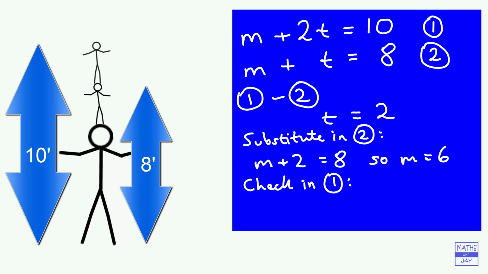So checking both values in the other equation, that's the first equation, we get that 6 plus 2 times 2, so that's our m plus 2t, and that is equal to 6 plus 4, so that's 10. Now, it doesn't matter which way round you do your substituting and checking, but it's important that you substitute into one equation and check in the other one.